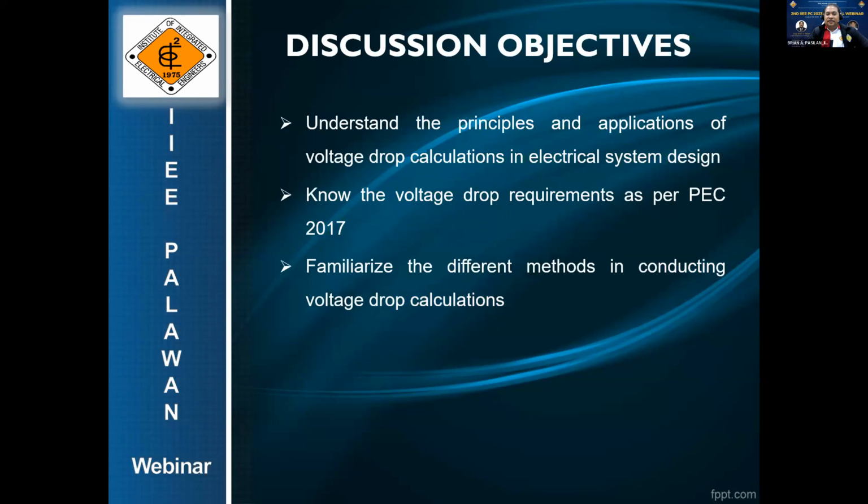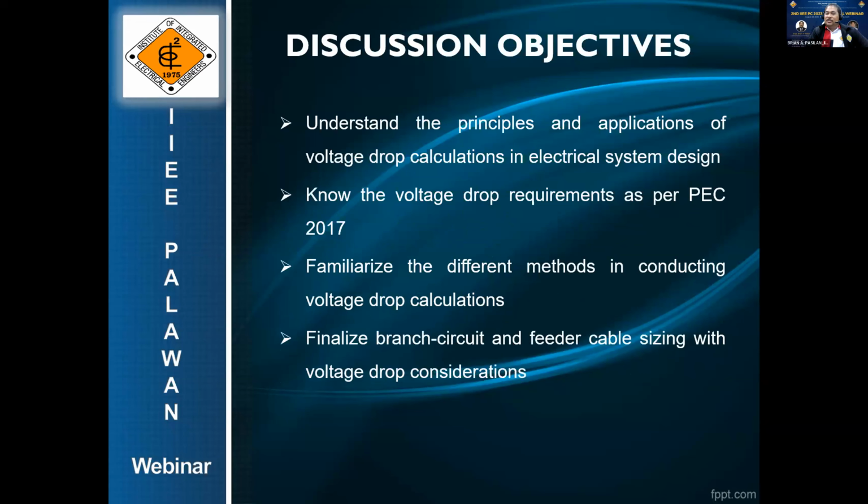Okay, so yung malaman na natin yung requirements as per code natin, and then the different methods. But this one, I'll just be discussing lang doon sa approximate formula natin, no? Kasi meron tayong calculations din presented in our Philippine Electrical Code, but may slight difference lang, no? So depende lang sa saan tayo komportable, okay? And then we will be able to finalize the branch circuit and feeder cable sizing.